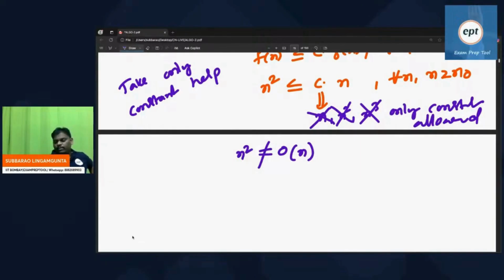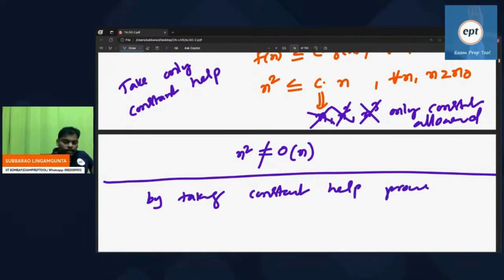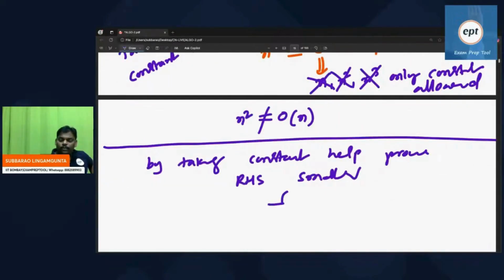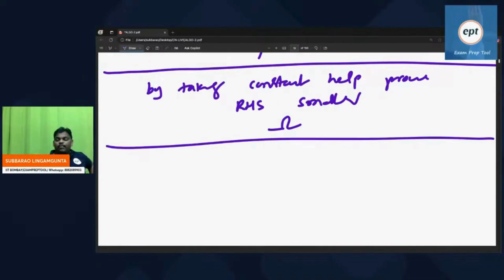That's what the big O notation is. Some people are asking, sir, what is omega? See this one. By taking constant help, prove the right hand side smaller. Then it is called omega. That is the meaning of omega.